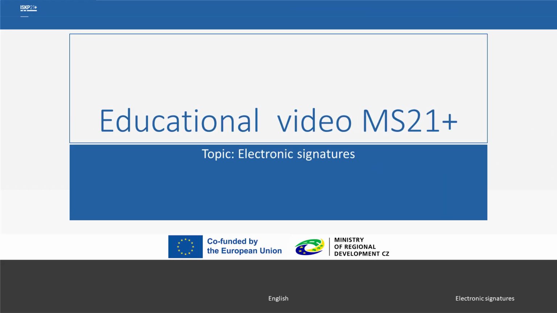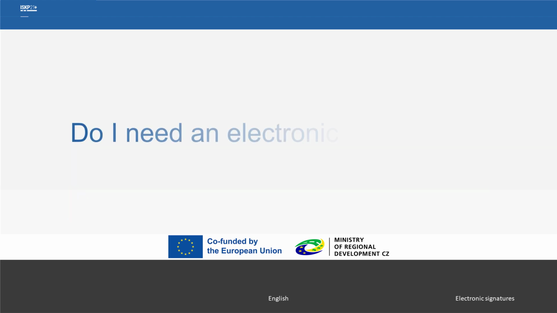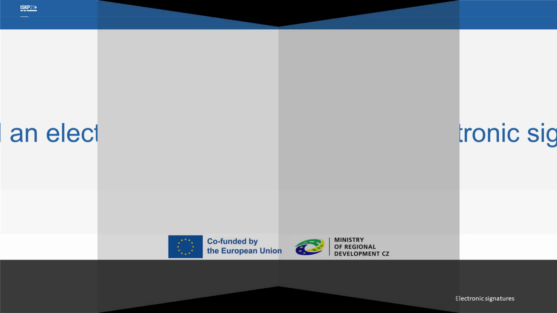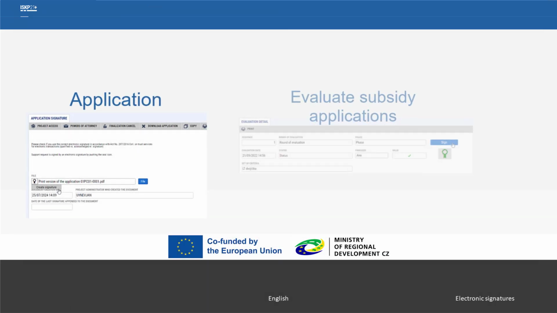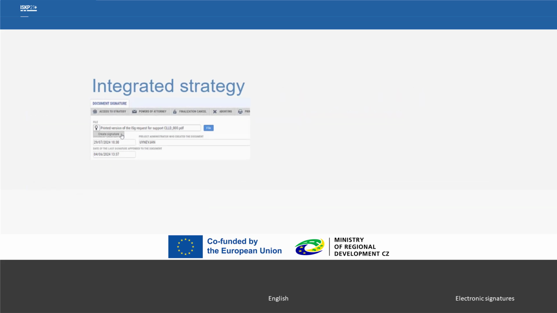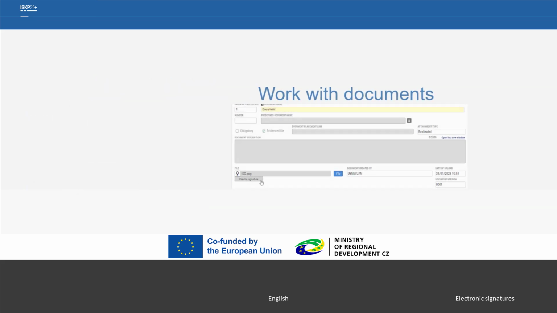How does the electronic signature work in MS21 Plus and what is its purpose? The electronic signature is necessary for every user who wants to file an application in the MS21 Plus system, evaluate the subsidy application, administer the integrated strategy, or work with documents.